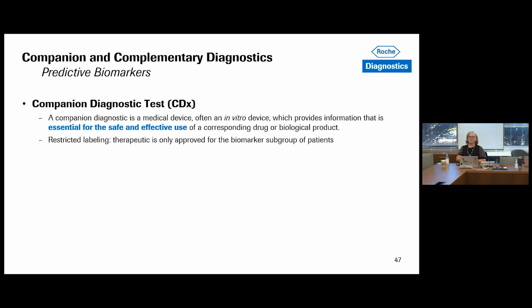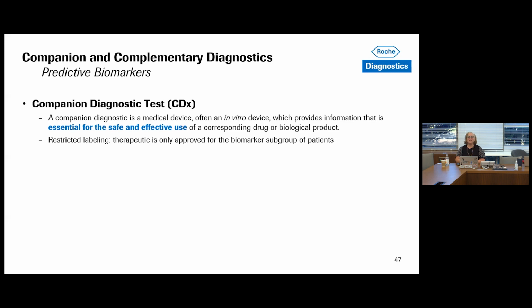So a companion diagnostic, as we've seen, has that official definition of being a medical device that is essential for the safe and effective use of a biological product. This is a restricted label, meaning the drug can only be used in a patient in this subgroup of patients. So we don't always want a restricted label. A lot of times we want our molecules to be for all comers. So a CDX does divide and restrict the labeling. But of course, it does reach the patients that are most likely to benefit.